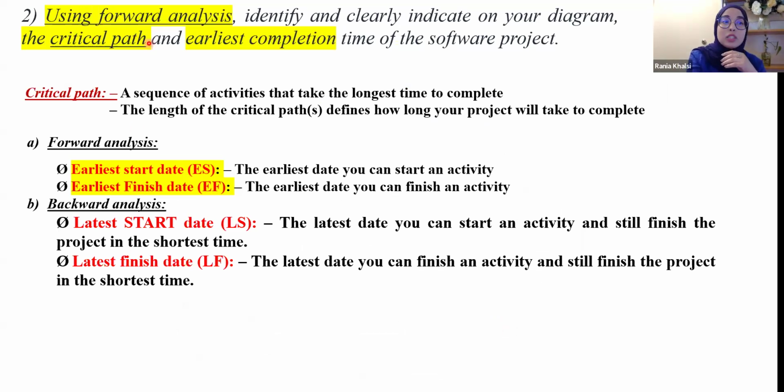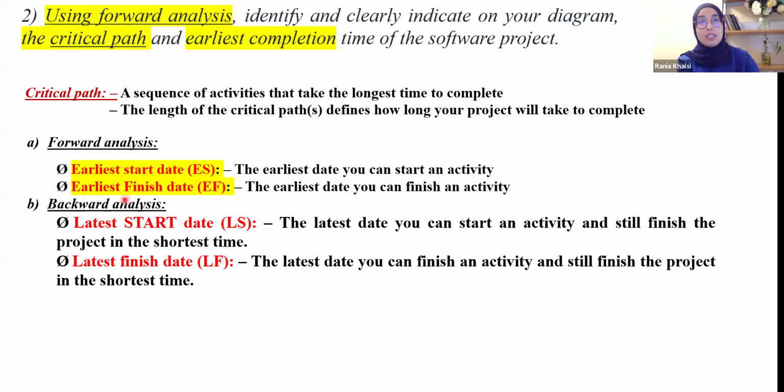But for the second question, we will use the critical path knowledge that we learned, and since we will use the forward analysis, we are going to only use the components that are needed for forward analysis, which are two: the earliest start date and the earliest finish date.